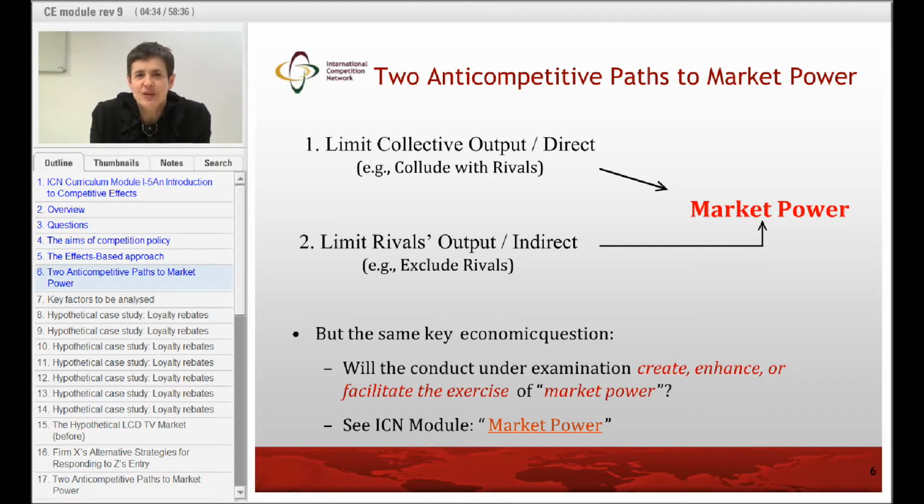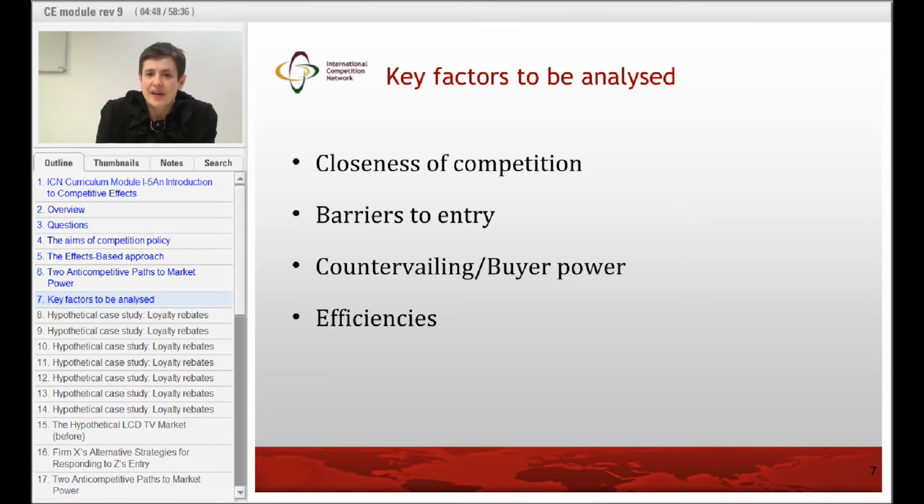The crucial economic question that we're asking in each case, though, is: will the conduct under examination directly or indirectly create, enhance or facilitate the exercise of market power? Now, in assessing these, there are a number of key factors to be analysed alongside the behaviour. First, closeness of competition. Are the colluding rivals, or the rivals who are having their output limited, particularly close competitors?